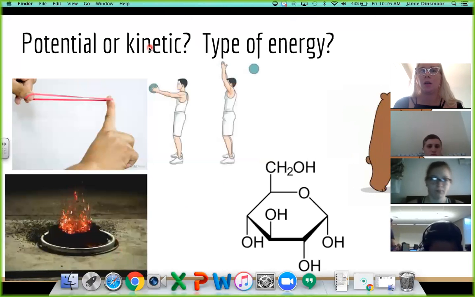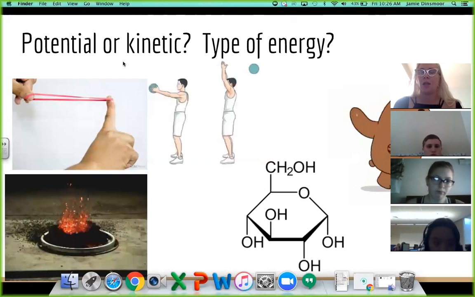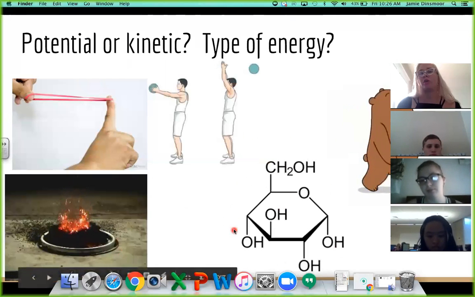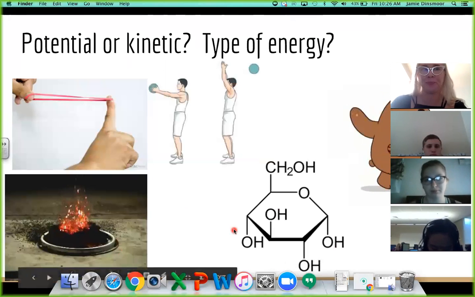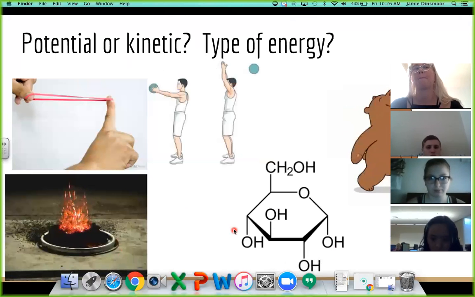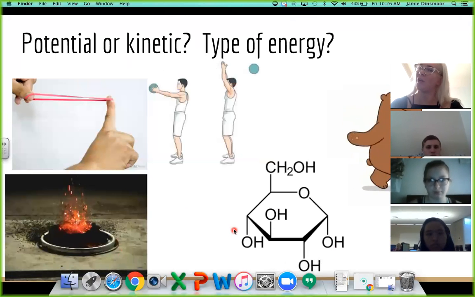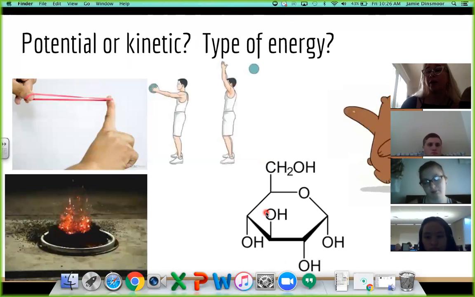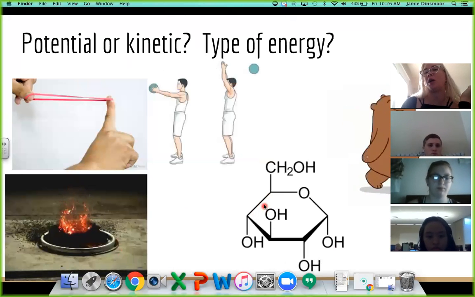And the last one is a picture of a glucose molecule. What do we think? Potential or kinetic? Potential. You guys are so good. So this is potential. This is chemical energy, right? Because there's actually potential in these bonds.